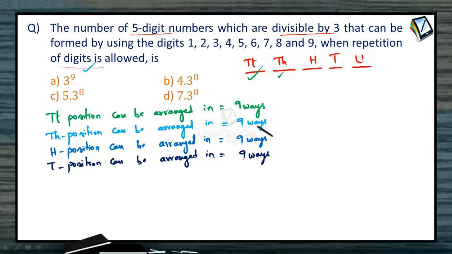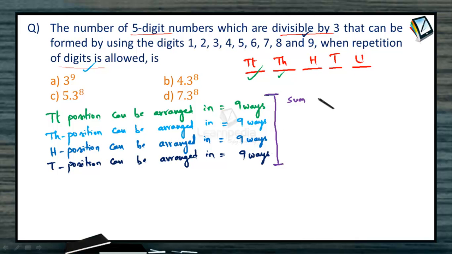Now after this I am not arranging the units position. The units position will be arranged so that the final number is divisible by 3, right? Now when is a final number divisible by 3? Provided the sum of the digits is divisible by 3. So till now we have arranged 4 of the positions, we will find the sum of the digits up to these 4 positions, right? The sum obtained at these 4 positions will decide which number to be placed at the units position.